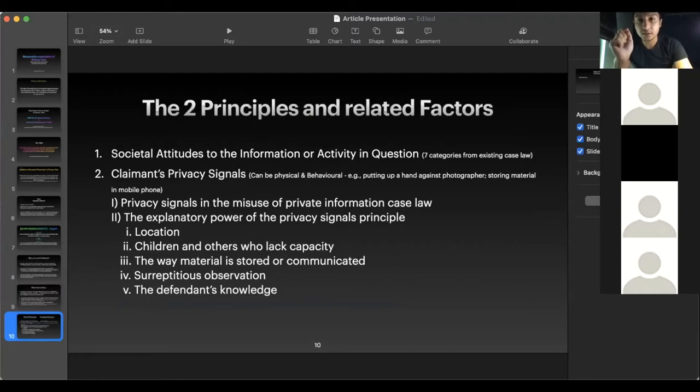She gives these seven categories from the existing case law regarding the first principle. What are those seven categories? That will become more clear when you know them. The first category is the appearance or working of the physical body, including matters relating to health, bodily functions, and nakedness.